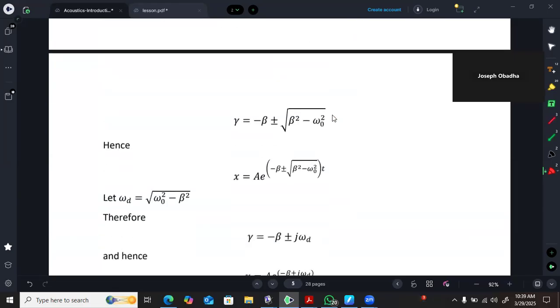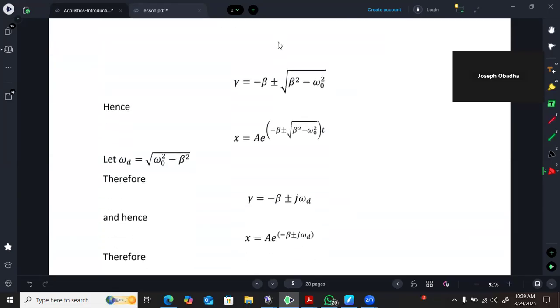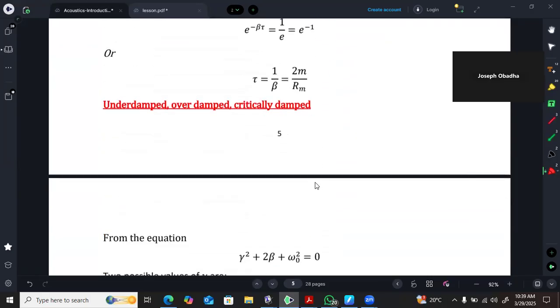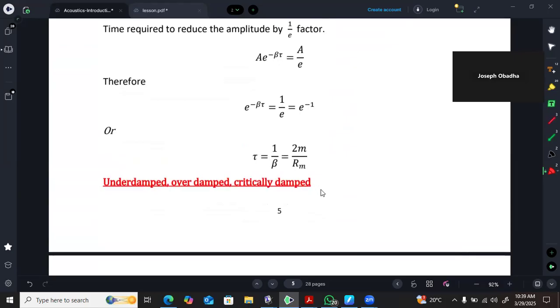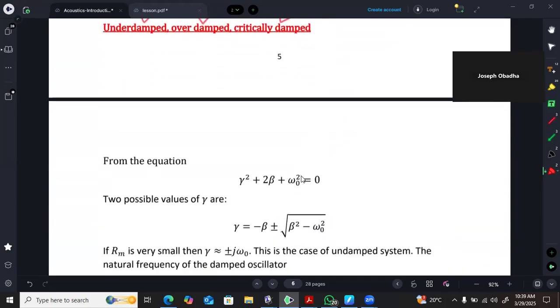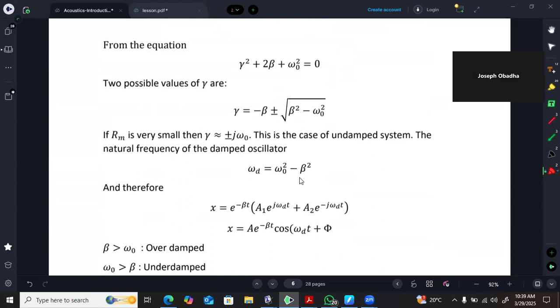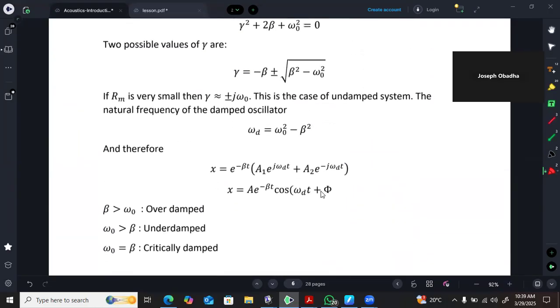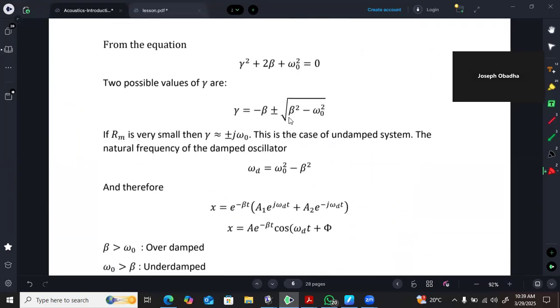And we have seen all this, and then we have defined the relaxation time. So we can have a system which is underdamped, a system which is overdamped, and a system which is critically damped. So we can always decide, because we have said that you have a system, we have the equation.